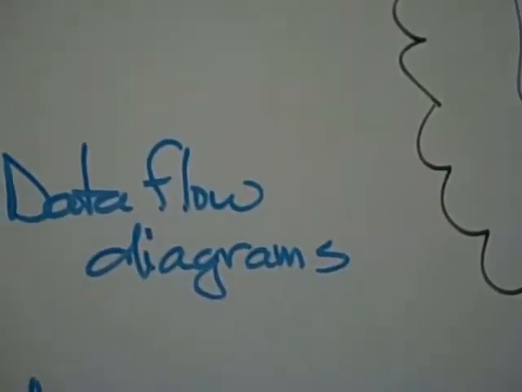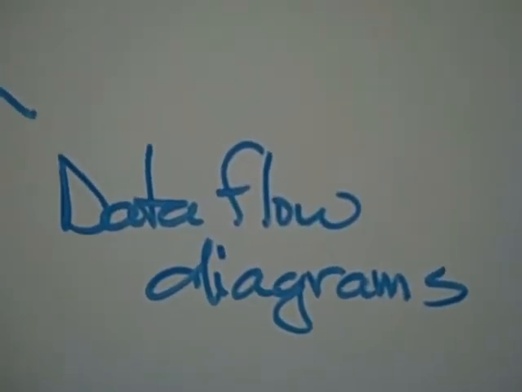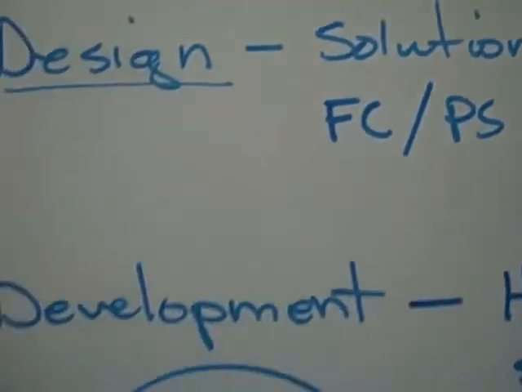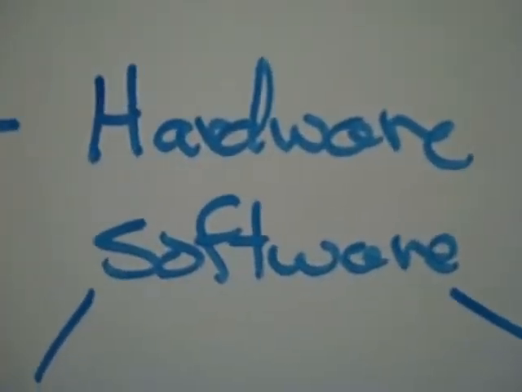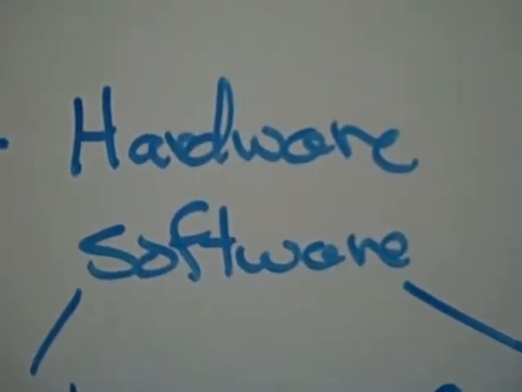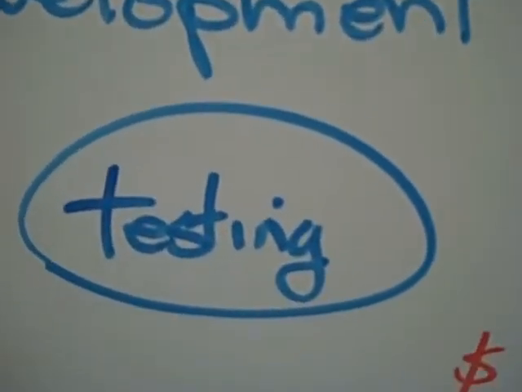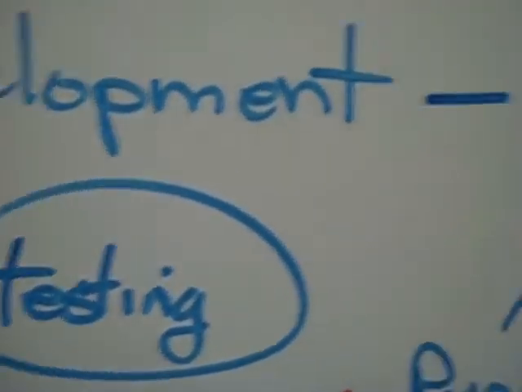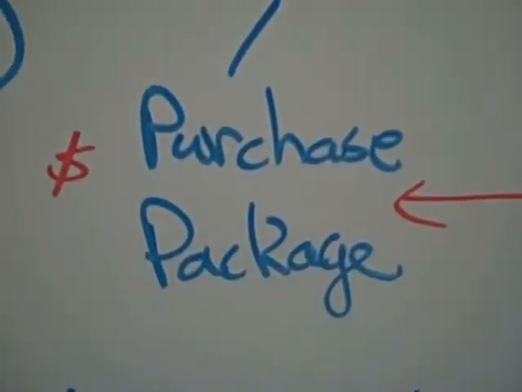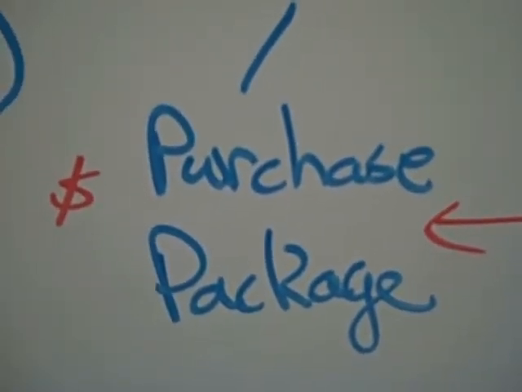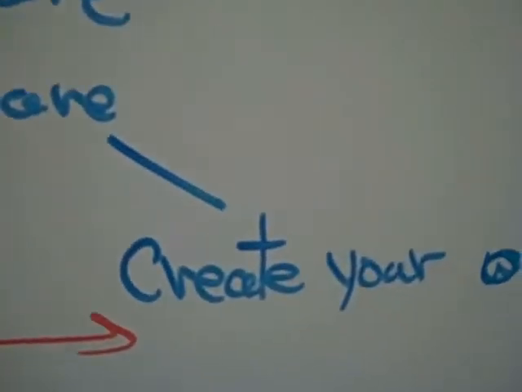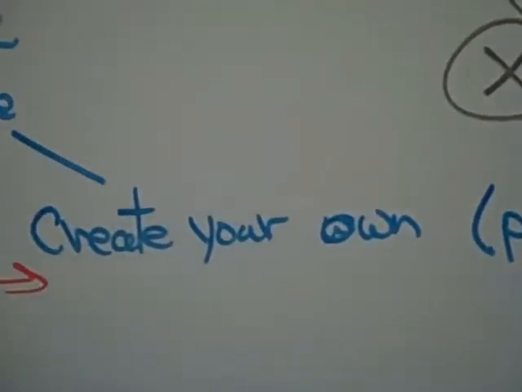Then eventually, we talk about data flow diagrams for an information system. Then eventually you're going to develop your new system. You're going to buy the hardware, and you're going to get the software. And you're going to make sure you test it well before you implement it. In terms of the software, you might look for packages that are close, that you can purchase, or maybe adjust to match your needs, or you might have to create your own.